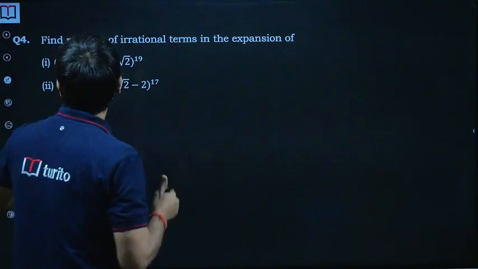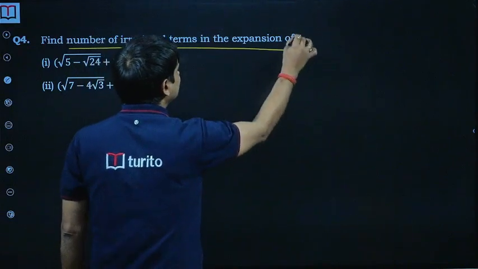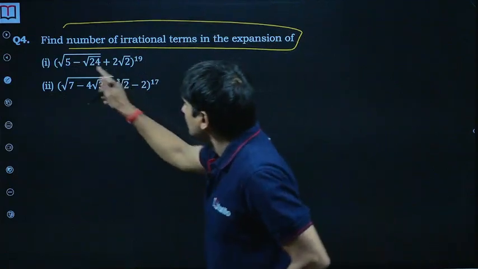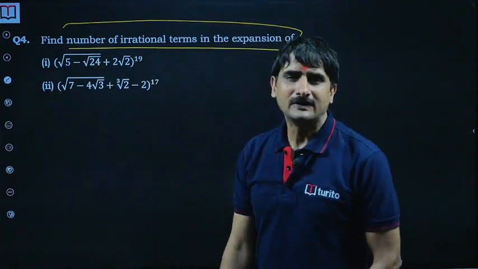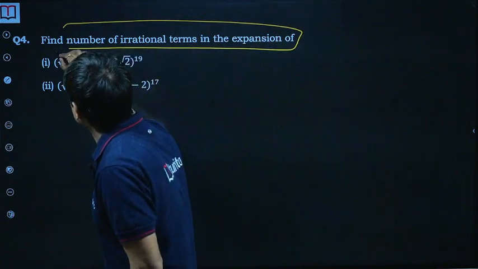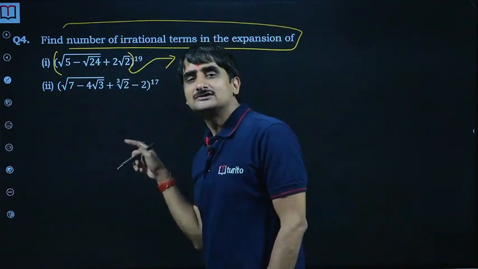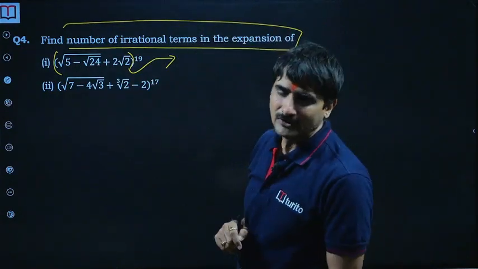Now see, again, find the number of irrational terms in the expansion. Now look at the form of the question here. Root within root. Under root of 5 minus root 24. Whenever, see, I am going to solve this, and then I will expect you people to pause the video and solve the next one on your own.